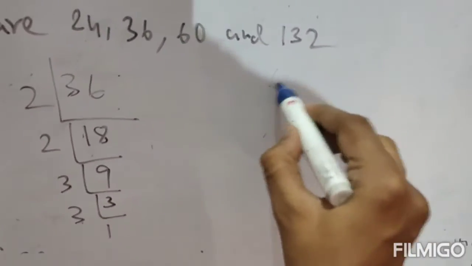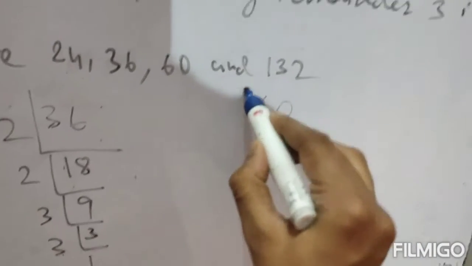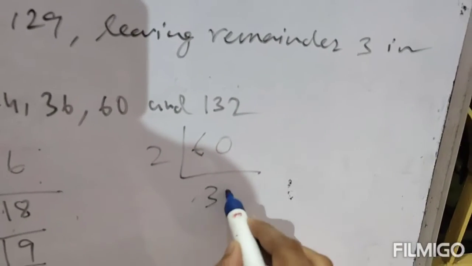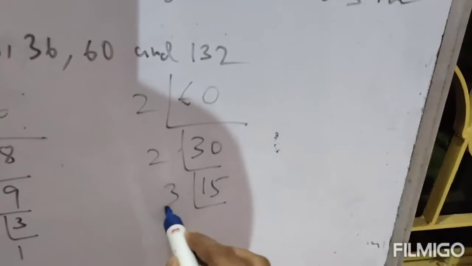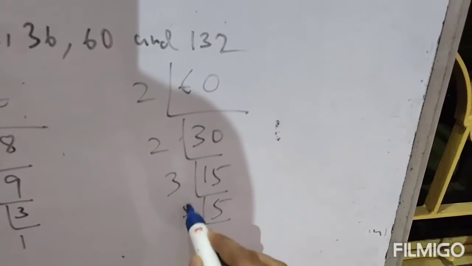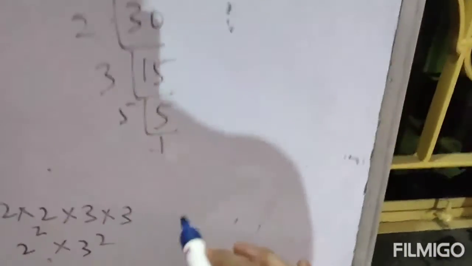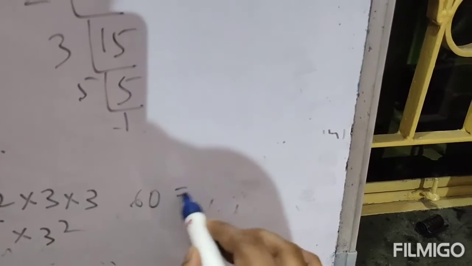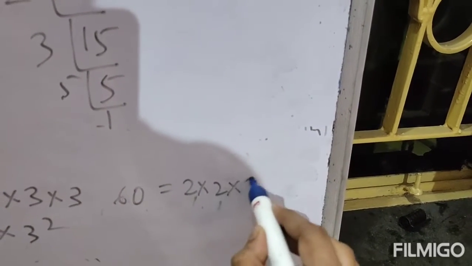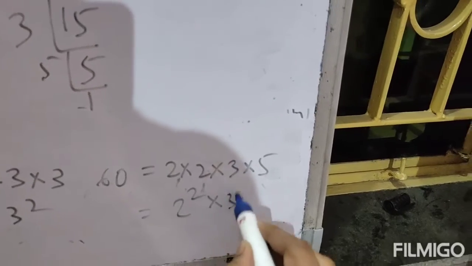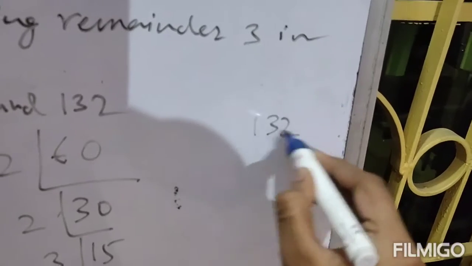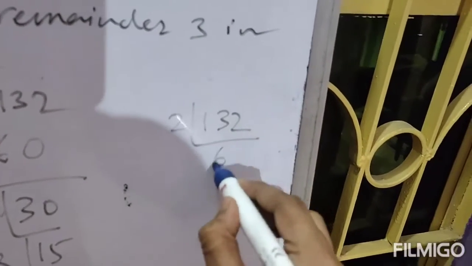Next, 60. 2 30s are 60, 2 15s are 30, 3 5s are 15, 5 1s are 5. So 60 equals 2 into 2 into 3 into 5. Therefore 2 to the power 2 into 3 to the power 1 into 5 to the power 1. Clear?